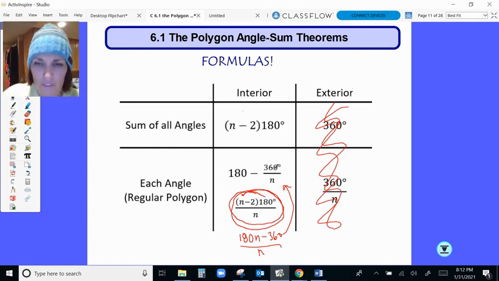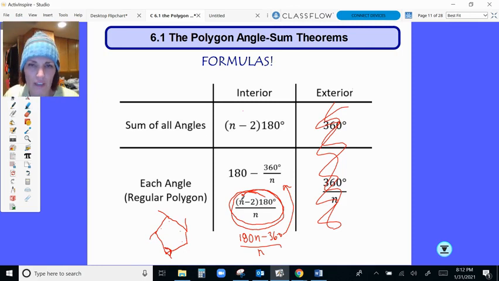Here, I'll draw a picture. I go like this, right? If I want to get all of my interior angles right here, this is 180 degrees. So I take 180 degrees and minus each of these in there. Okay, 360 divided by n. Okay, so you can just remember how to do it this way, or you can remember this formula also.